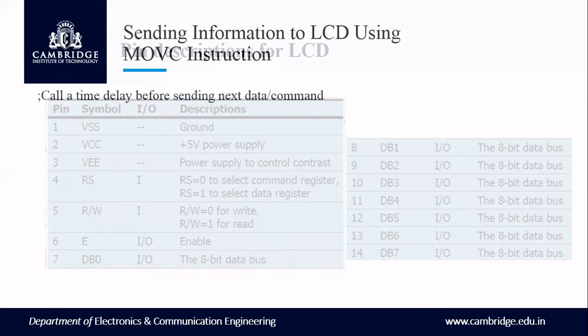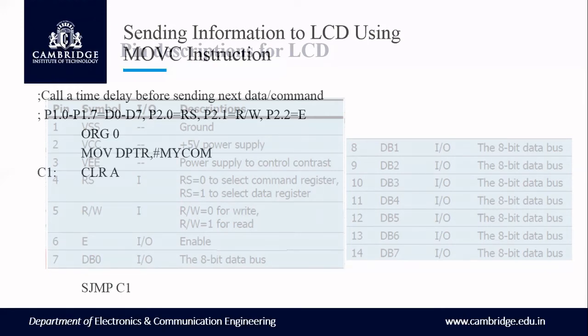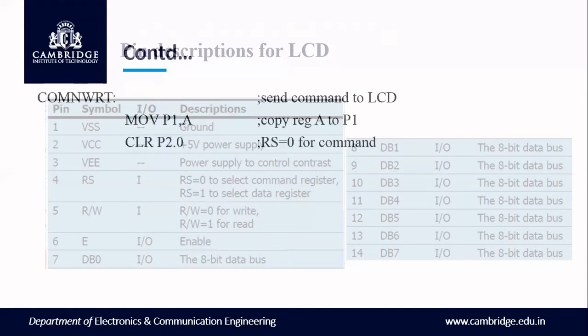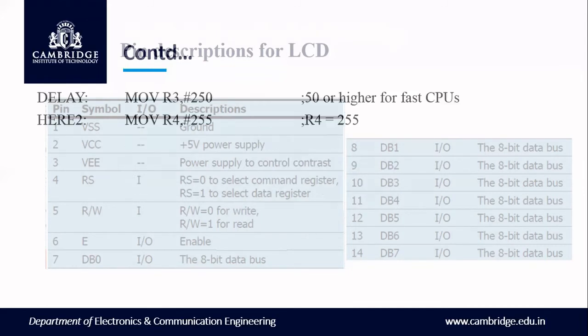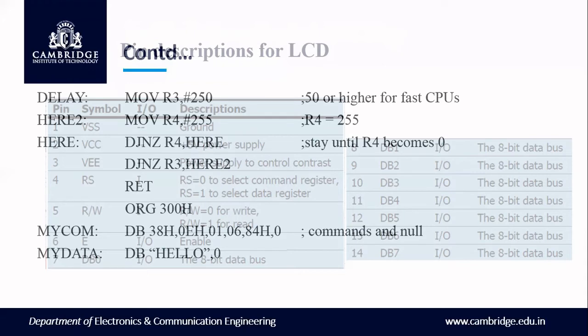So in that case, RS should be made 0 so that you are writing the command code onto the LCD. If RS is 1, you are going to write the characters you want to display onto the LCD; the data characters will be sent. So in that case, RS should be made 1. So here you can define the data, my message, and the command display code should be written.